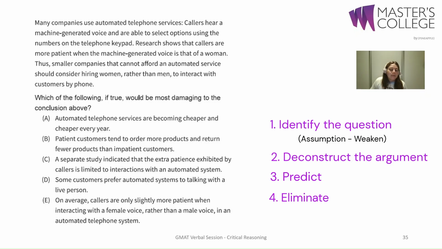For E, we have on average, callers are only slightly more patient when interacting with a female voice rather than a male voice in an automated telephone system. Okay, so this one is focusing more on male versus female, but here the reality is that the leap that the author is taking between premise and conclusion is focusing on the automated service factor, that is, the machine generated voice of a woman factor, rather than men versus women. Okay, so the correct answer choice here would be C.